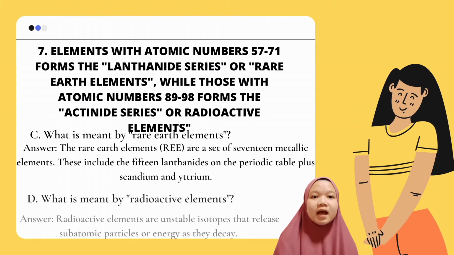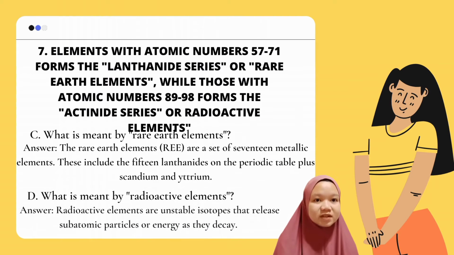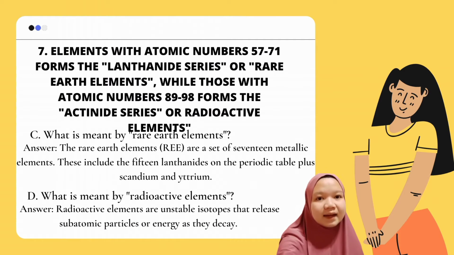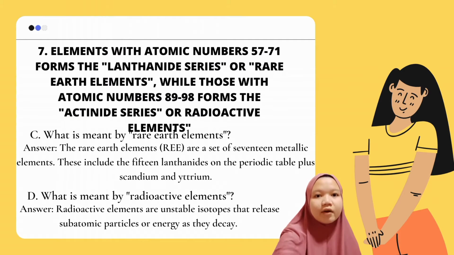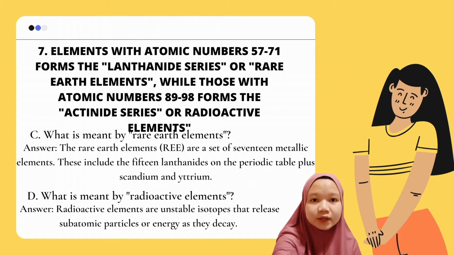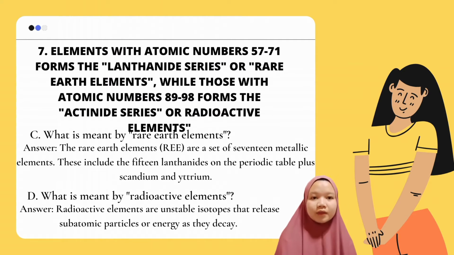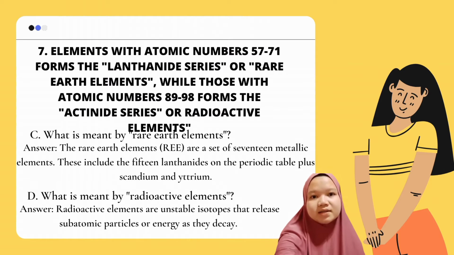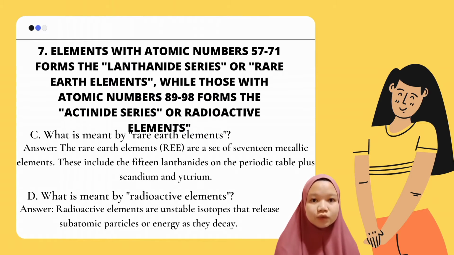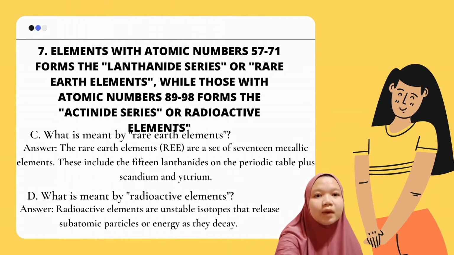7 discussion. Elements with atomic numbers 57 to 71 form the lanthanide series or rare earth elements, while those with atomic numbers 89 to 98 form the actinide series or radioactive elements. So the question is, what is meant by rare earth elements? The answer is the rare earth elements are a set of 17 metallic elements. These include the 15 lanthanides on the periodic table plus scandium and yttrium.